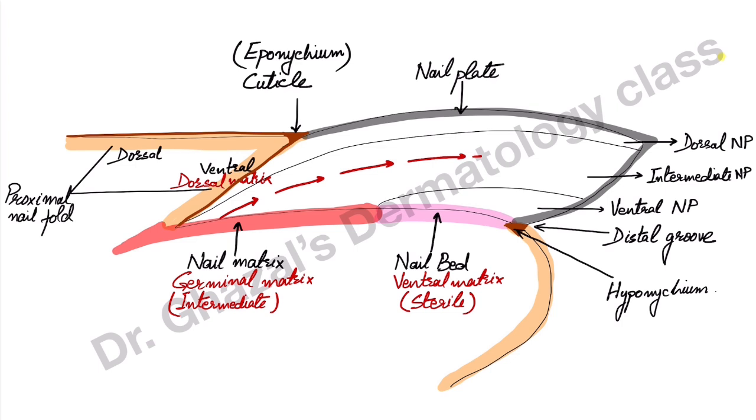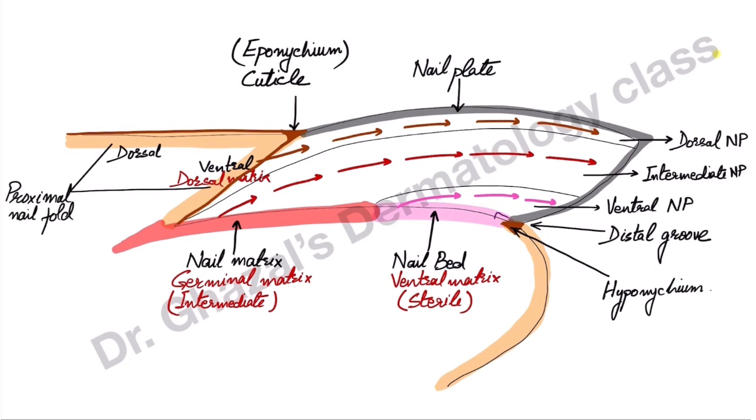So this is the direction in which the nail matrix produces the onychocytes and the nail plate. This is for nail bed and this is for the dorsal matrix. The function of proximal nail fold in synthesizing nail plate onychocytes is controversial. So sometimes some authors say that this dorsal nail plate is also synthesized by the nail matrix. There is also one part known as isthmus. As the nail bed transitions into the hyponychium, this part is known as isthmus.